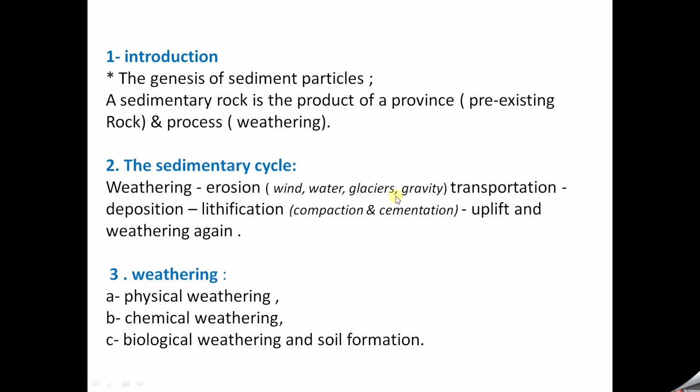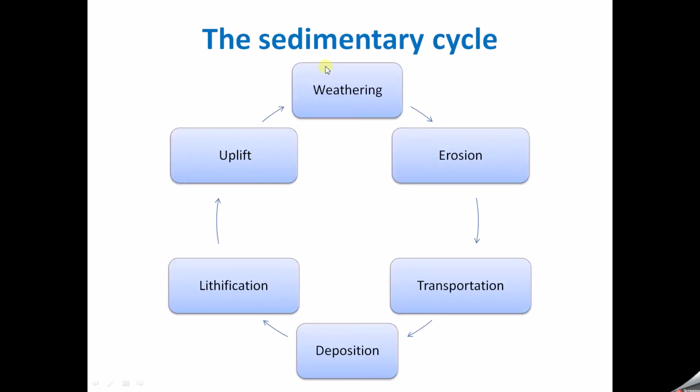Transportation and erosion share these agents: wind, water, glacier, and gravity. Lithification consists of two parts: compaction and cementation. And the third part is weathering. We have three types of weathering: physical, chemical, and biological. And biological is associated with soil formation.